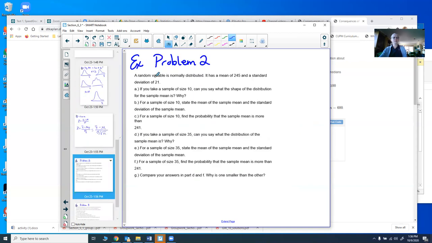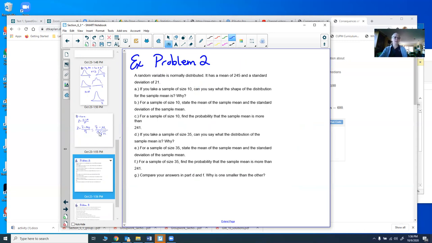So let's do a couple of examples. This is problem two from Understanding Statistics Using Technology by Kathryn Kozak, from section 6.3. And what this says is a random variable is normally distributed. It has a mean of 245 and a standard deviation of 21. If you take a sample of size 10, can you say what the shape of the sampling distribution for the sample mean is and why?